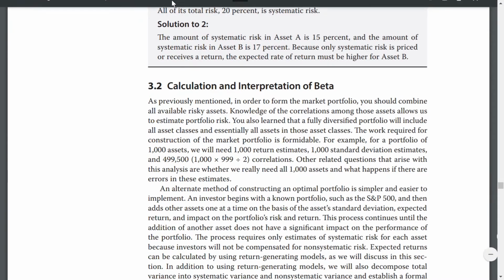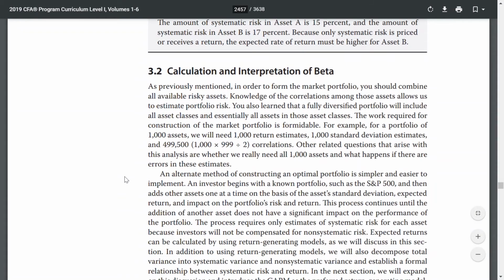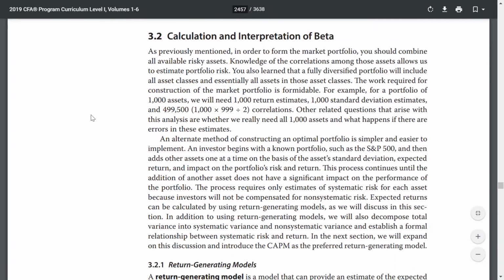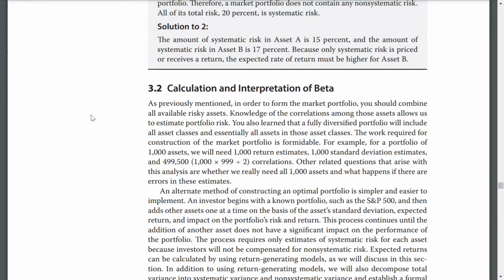Calculating and interpretation of beta. As previously mentioned, in order to form the market portfolio, you should combine all available risky assets. Knowledge of the correlations among these assets allows us to estimate portfolio risk. You also learned that a fully diversified portfolio will include all asset classes and essentially all assets in the asset classes. The work required for construction of the market portfolio is formidable.